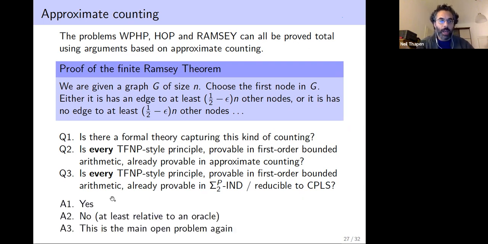So here are some answers. There is a formal theory, which I'm going to give next. And no, it's not the case that everything is provable in approximate counting, which I'll show. And then, yes, this is just the main open problem. So this no answer here is almost, but not quite, a partial answer to question 3, since the approximate counting theorem is going to be kind of cousin to this theory.